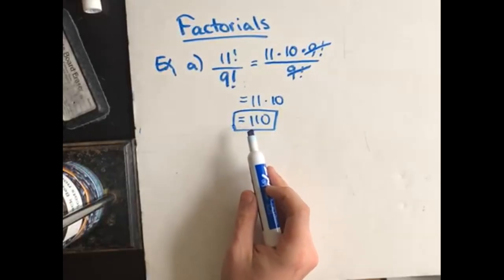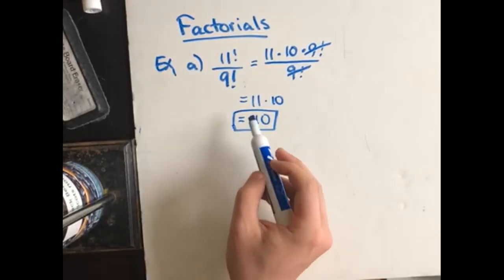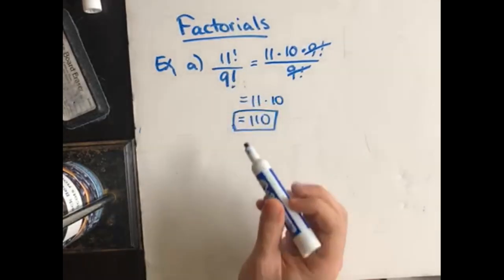If you want to practice on your calculator to find that button, this might be a good one to practice. And you would find that 11 factorial divided by 9 factorial is 110.